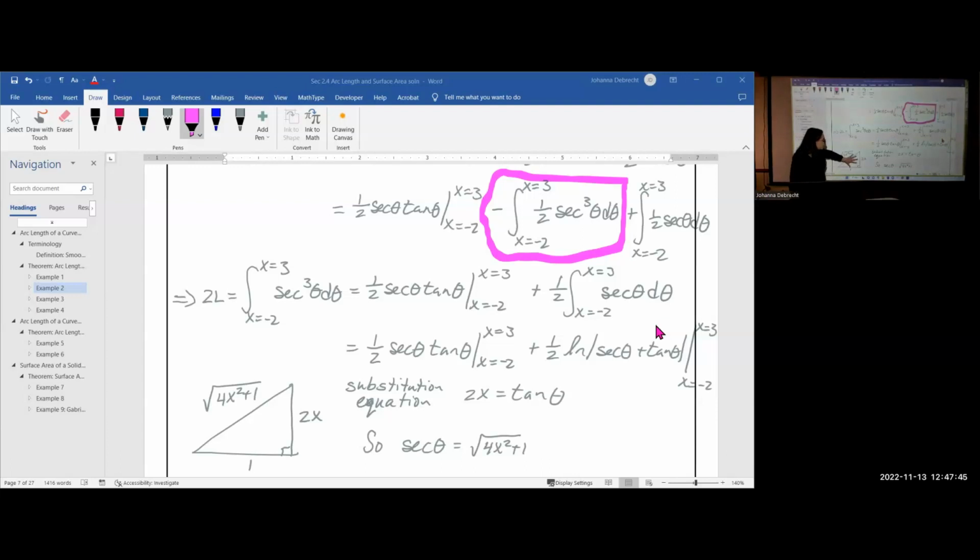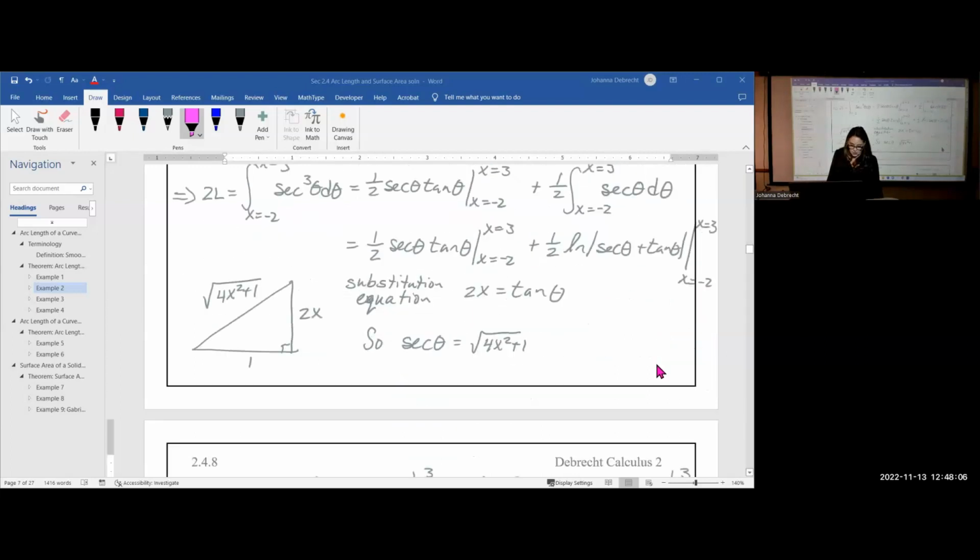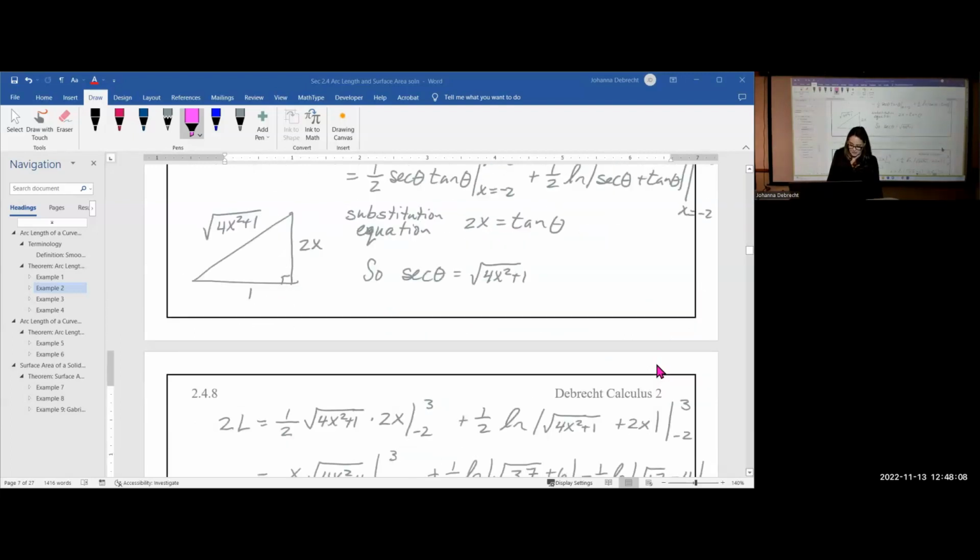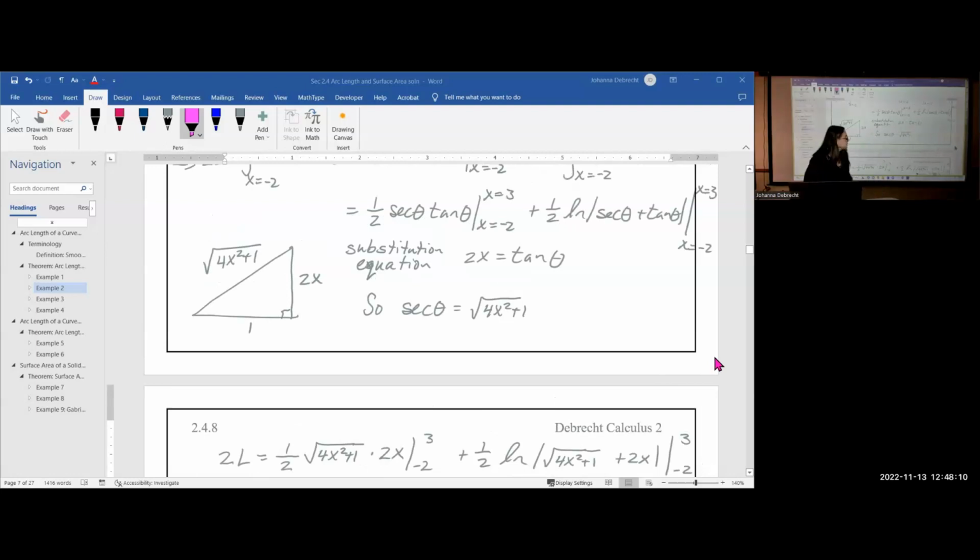Now I can take the triangle and I can look up here. I know what tangent of theta is. It's 2x. So I can replace the tangent of thetas with 2x, but I need to replace secant of theta as well. And looking at the triangle, secant is going to be hypotenuse over adjacent. So secant of theta is the radical 4x squared plus 1. Now I'm going to make that substitution in the next line. So it's kind of difficult to get all this on one screen.